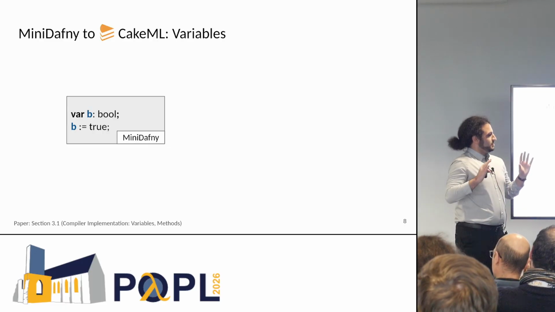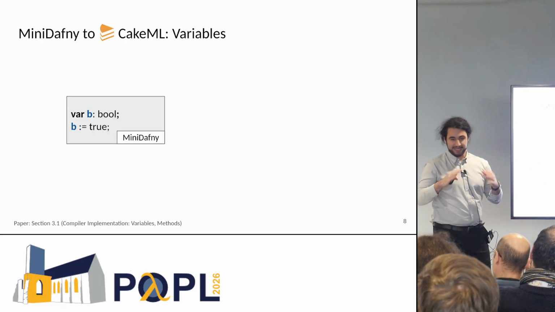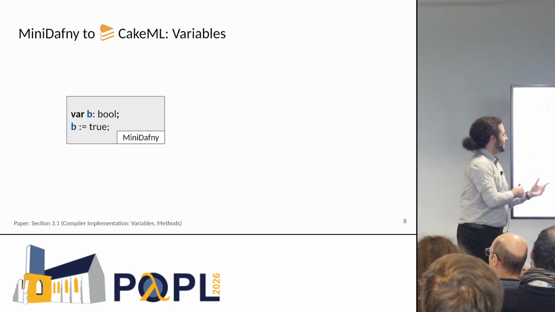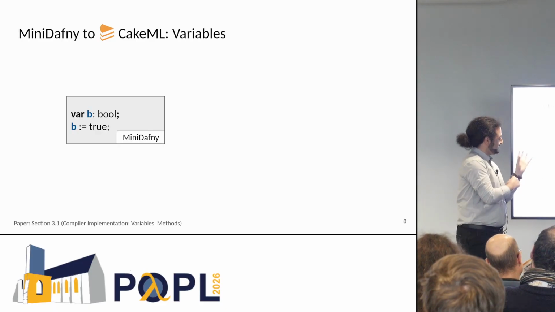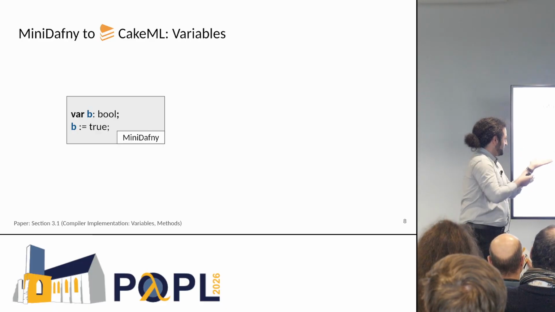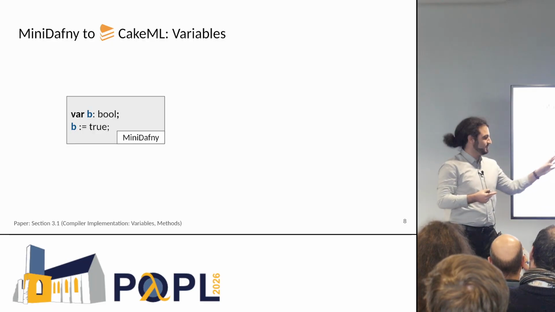OK. So now everyone knows what CakeML is. We can take a look at an example. And we'll just take a look at a single example. There's a lot to cover, which is variables. And variables in Dafny, you can declare them. You don't have to initialize them. And then you can assign to them.